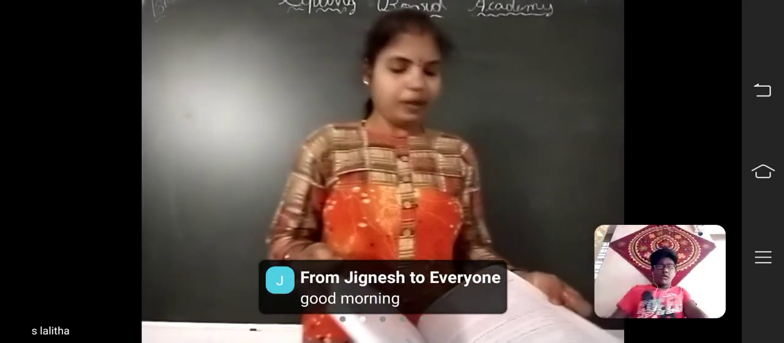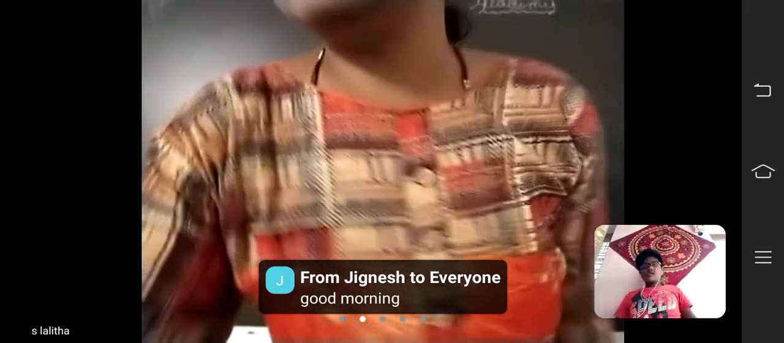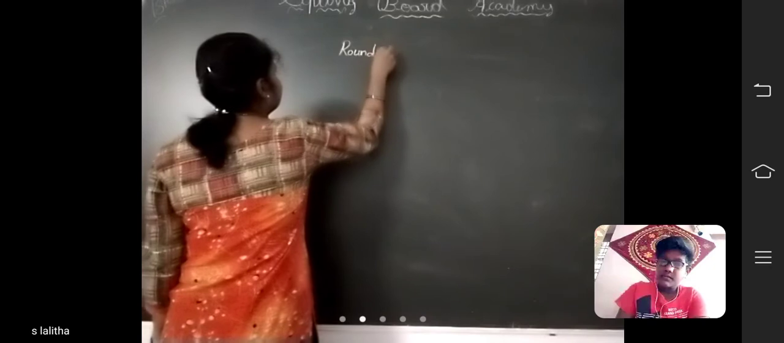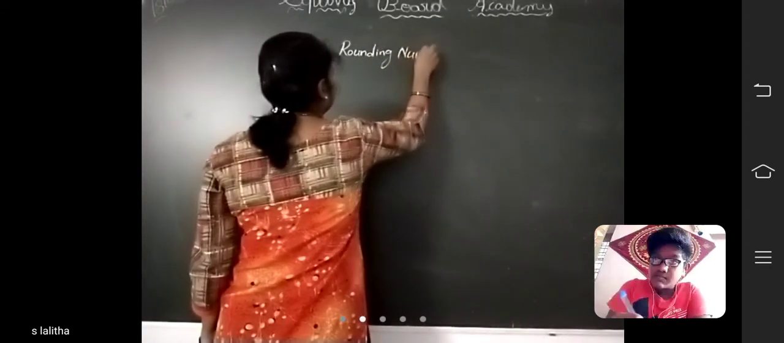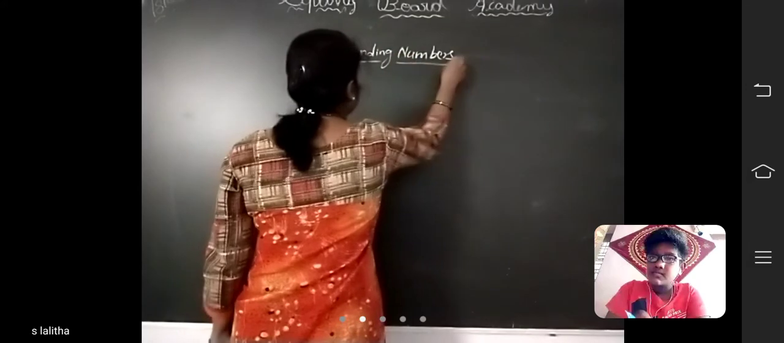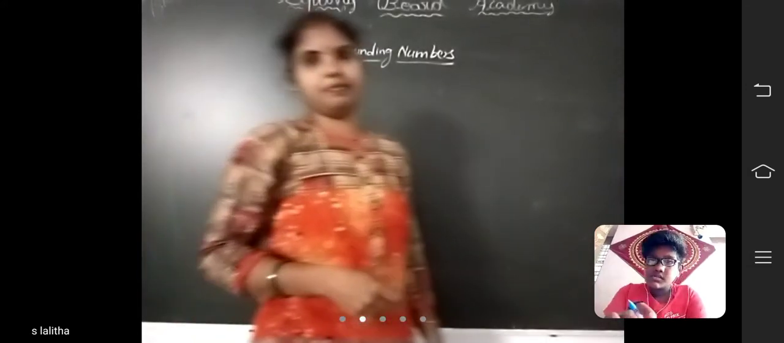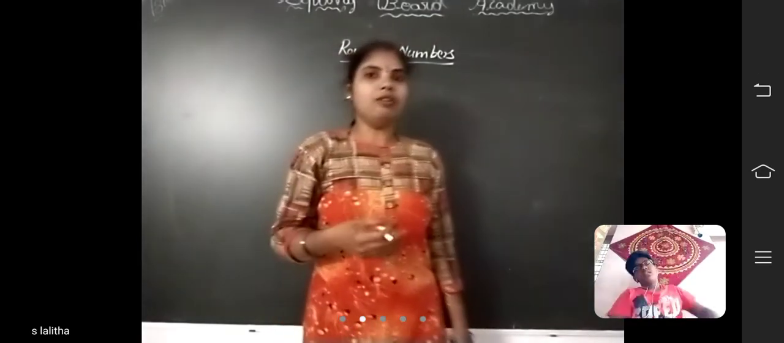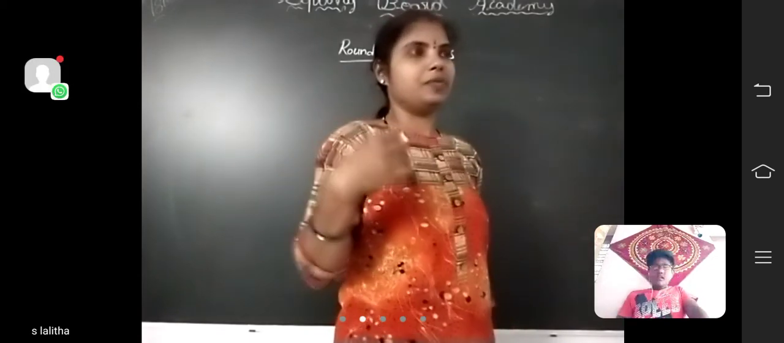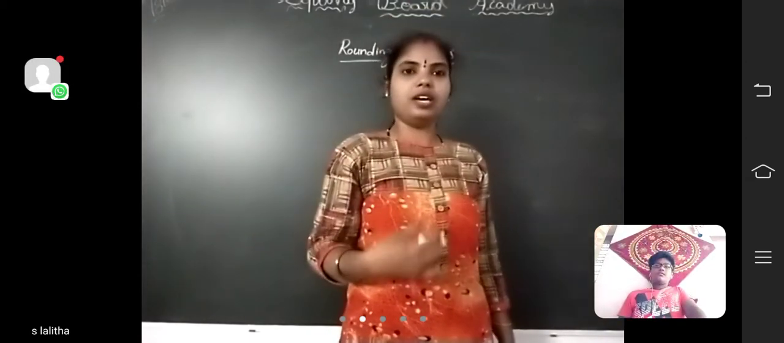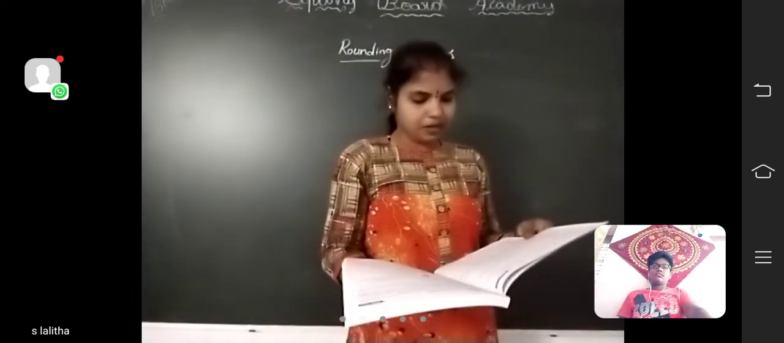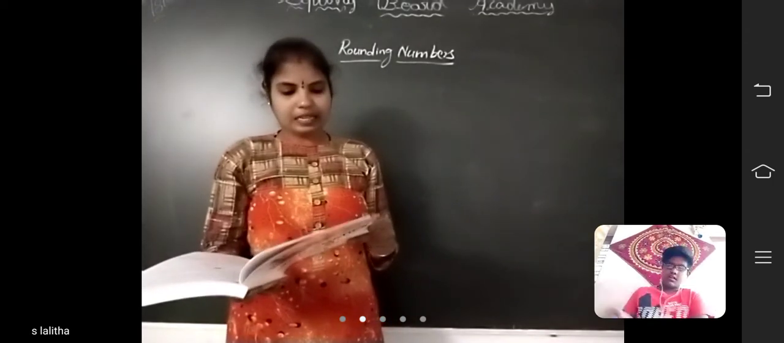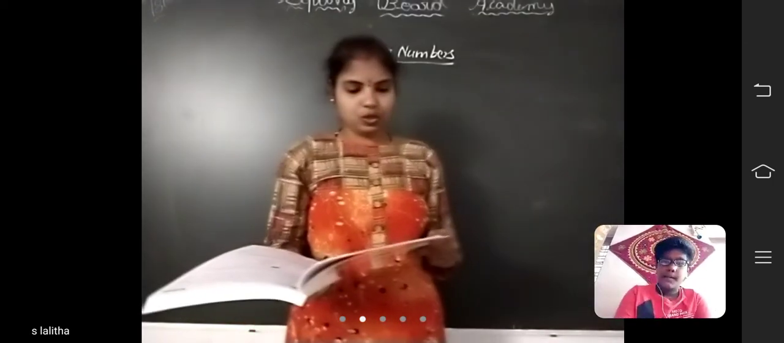Today we are going to the next topic, rounding numbers. What are called rounding numbers, children? Already I told you in the first chapter. Rounding numbers means, if the value is closest to 0 or 10, you have to write the closest number. It means making a number simpler but keeping its value close to what it was. The result is less accurate but easier to use.